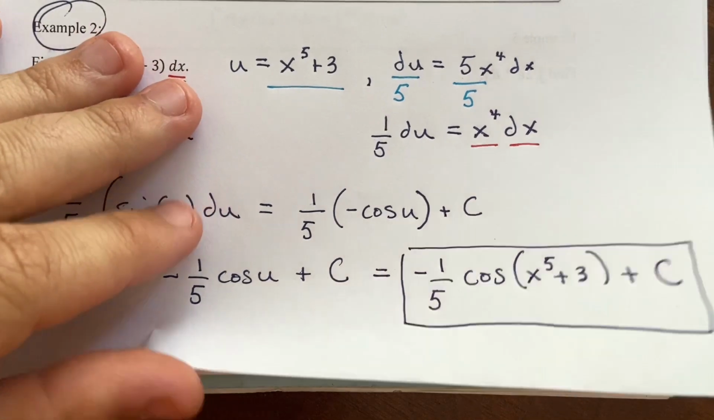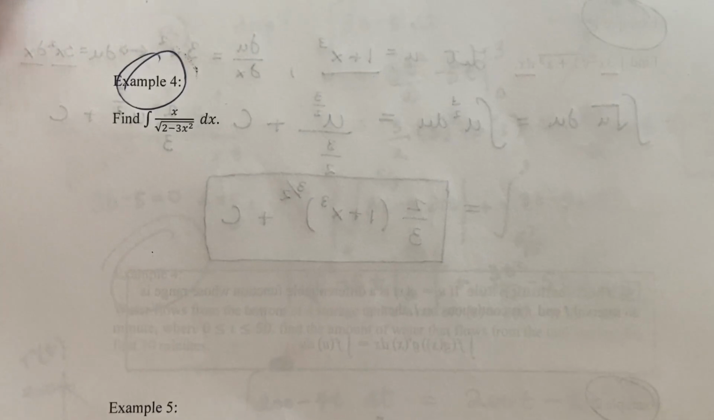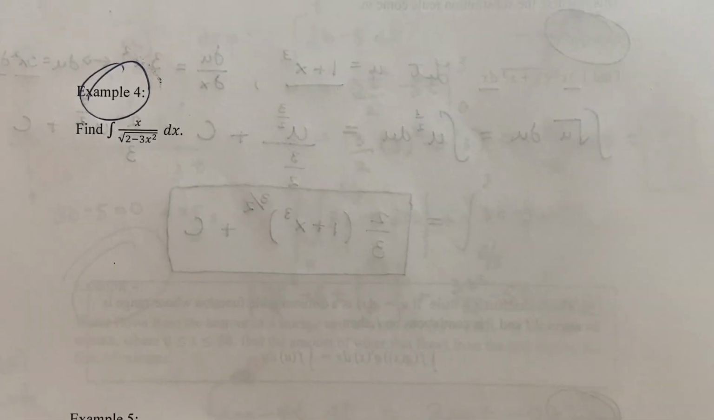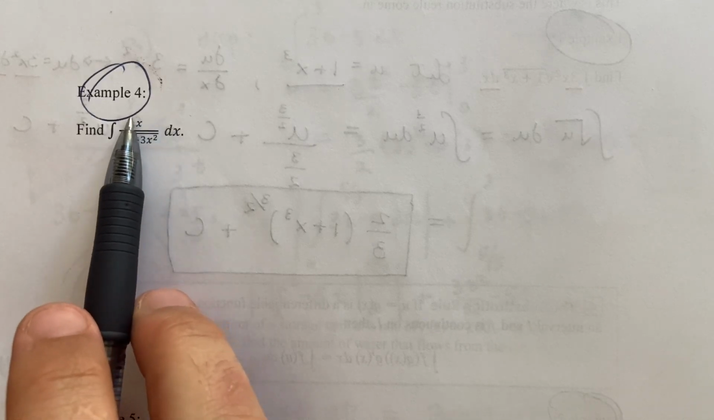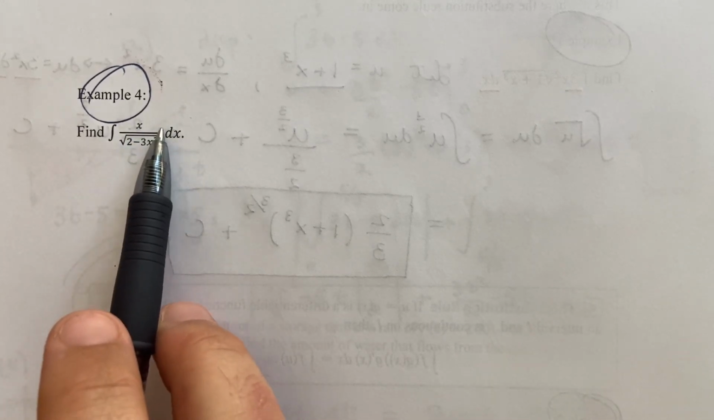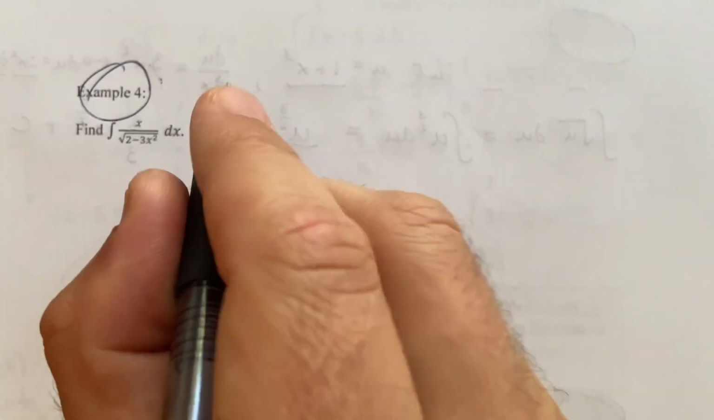All right, let's try another one. I'm going to skip down to example 4. All right, so looking at what we have, it's kind of difficult to think of what an antiderivative would be for this. So I think a substitution may help.